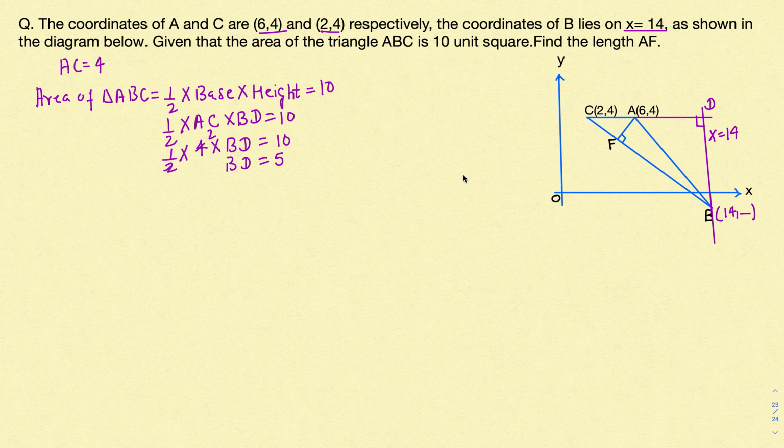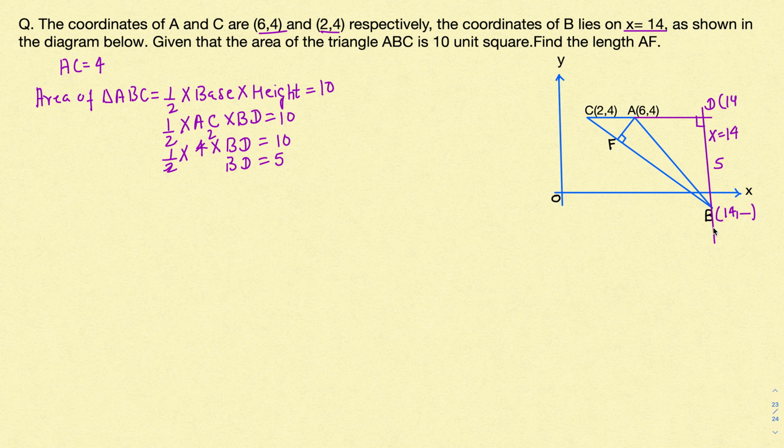Okay, so BD, we got the length BD, so this length is 5. You know that this is a vertical line, right? So its x coordinate is not going to change. Whatever the y coordinate is, the x coordinate of D has to be 14. Any point that lies on this vertical line has its x coordinate as 14.